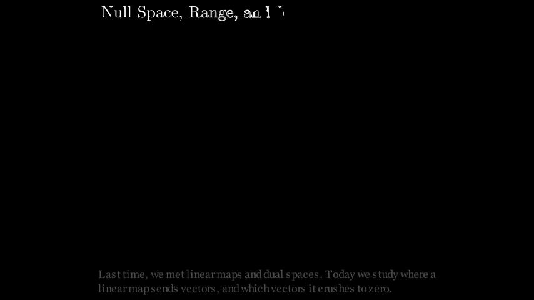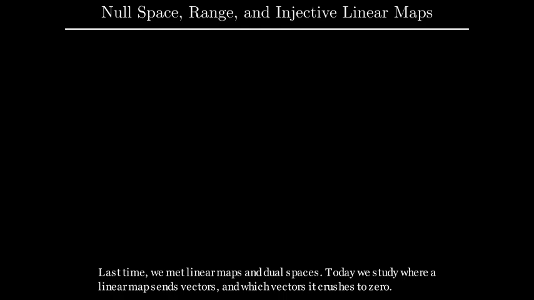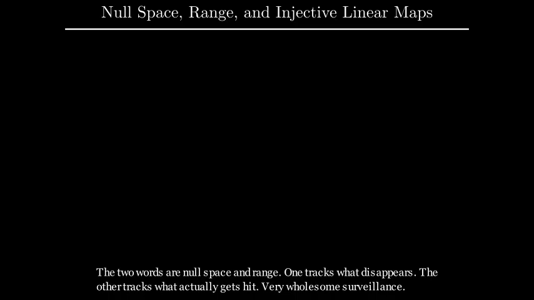Last time, we met linear maps and dual spaces. Today we study where a linear map sends vectors, and which vectors it crushes to zero. The two words are null space and range. One tracks what disappears, the other tracks what actually gets hit.